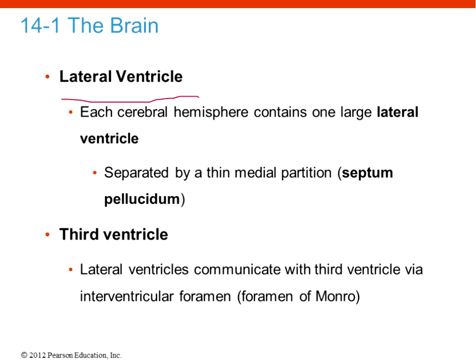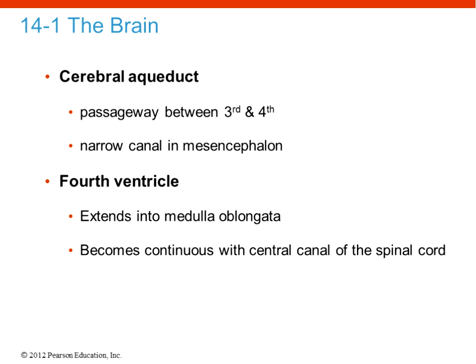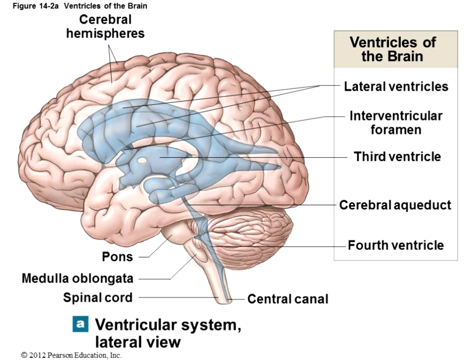Okay, and so the lateral ventricle, I said there's one in each cerebral hemisphere, and it's divided by what's called the septum pellucidum, which is a thin medial partition. You'll be able to see that when you do your brain dissection. That then dumps, via the interventricular foramen, into the 3rd ventricle. The 3rd ventricle then dumps into the 4th ventricle via the cerebral aqueduct, and the 4th ventricle extends into the medulla, and then ultimately becomes continuous with the central canal of the spinal cord.